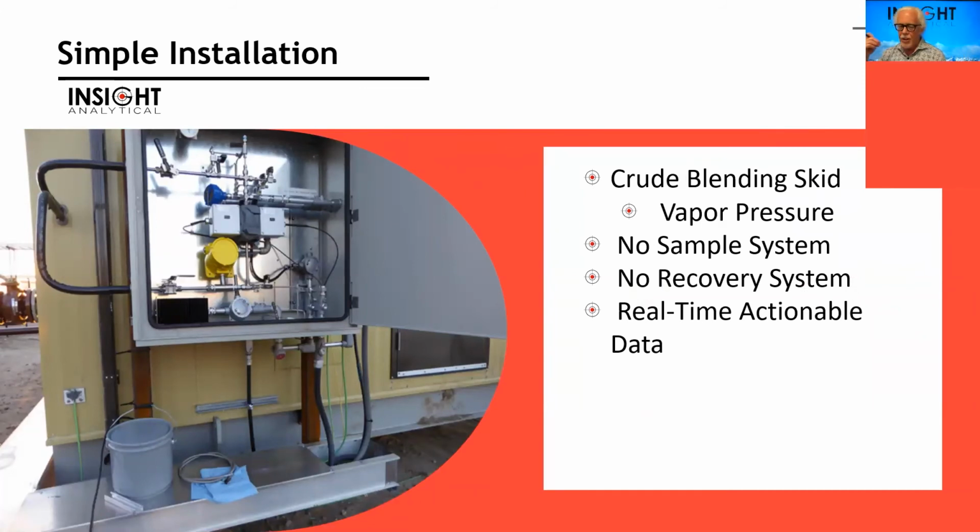Installations become very simple. This is a crude oil blending skid in Saskatchewan. They have a sample of crude oil coming out, going into our panel, returning back into the building. Inside the panel is where our infrared cell is. And then we have a few other devices.